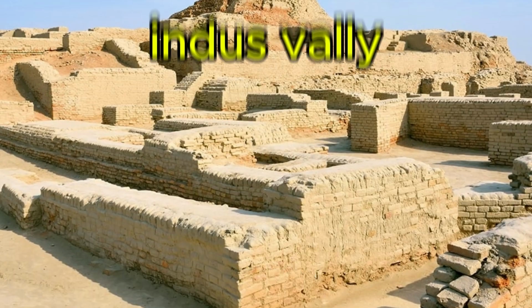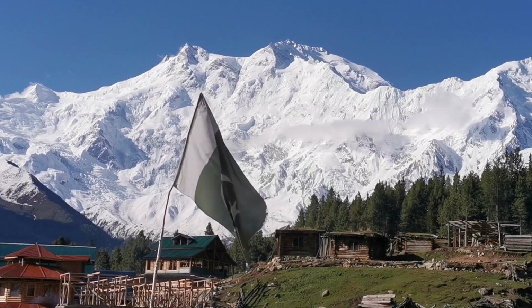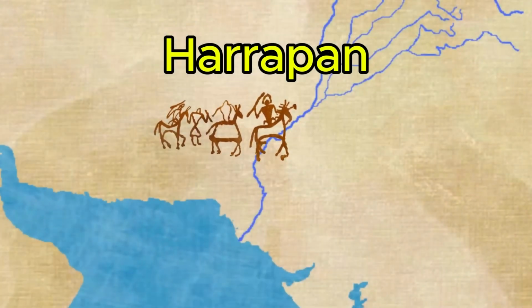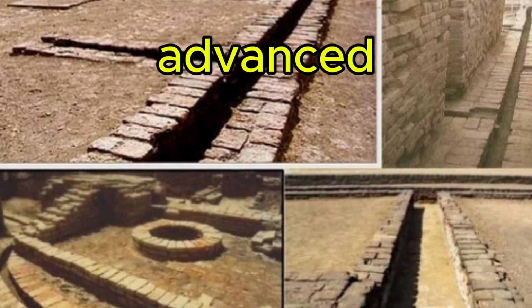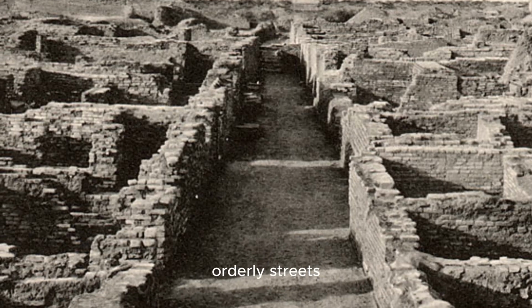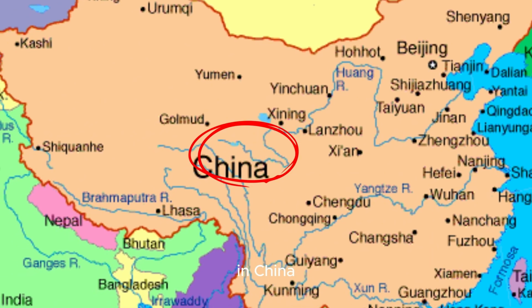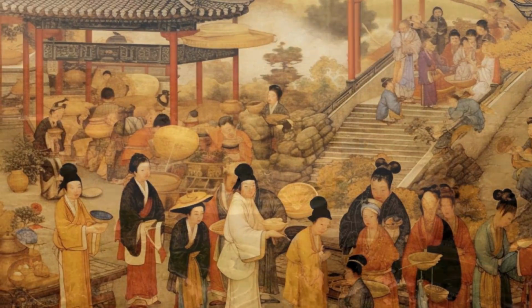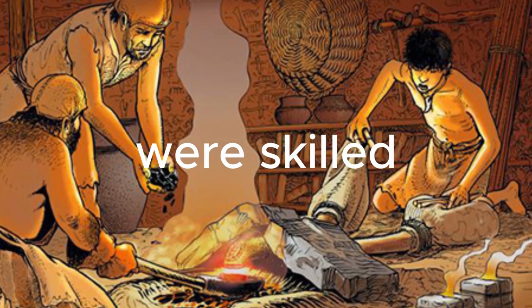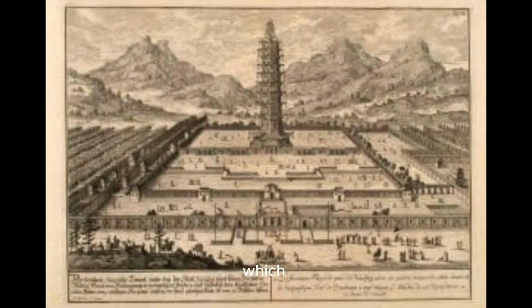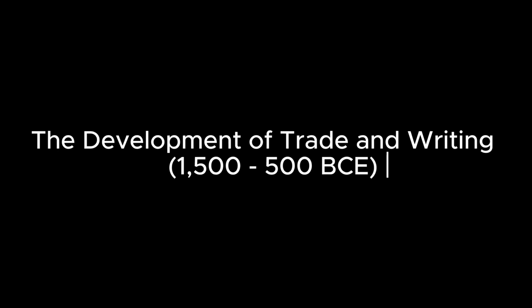Further east in the Indus Valley, in present-day Pakistan and northwest India, the Harappan civilization emerged. They built well-planned cities like Harappa and Mohenjo-daro, with advanced drainage systems and large orderly streets. In China, early civilizations developed along the Yellow River, known for the Shang dynasty, around 1600 BCE. The Shang people created a writing system and were skilled in bronze metallurgy, which helped them build powerful states.